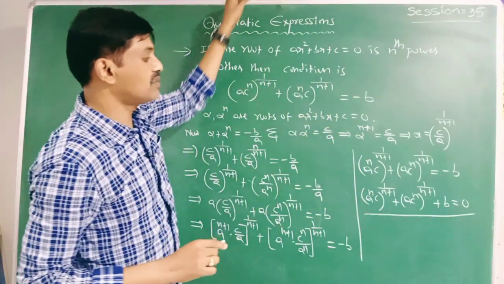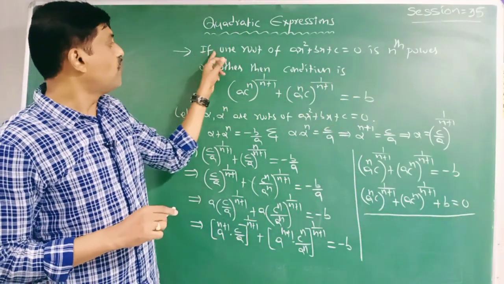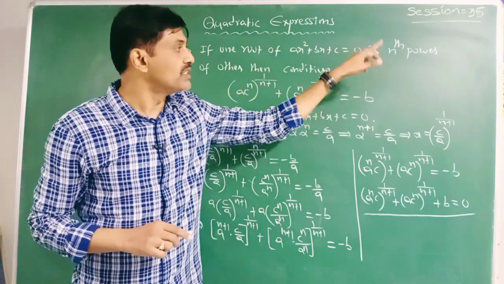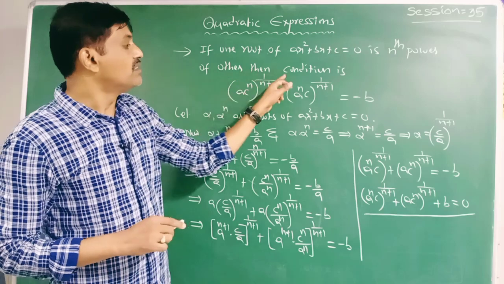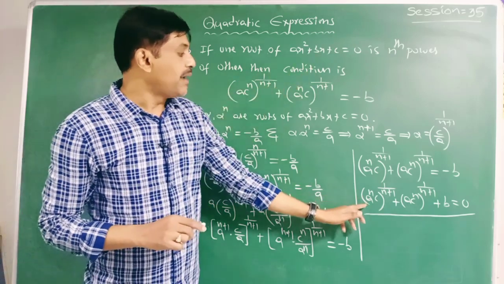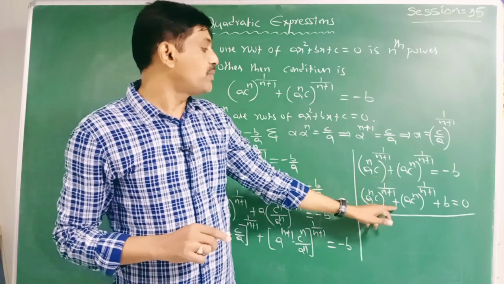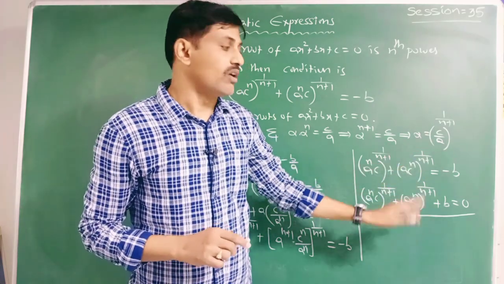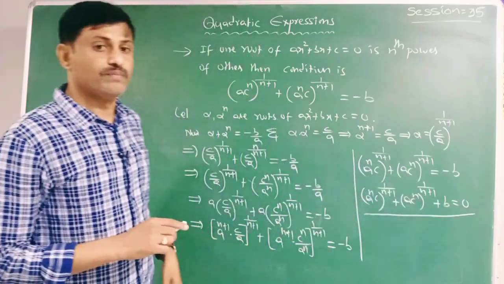This is the most important condition, students. If one root of ax² + bx + c = 0 is the nth power of the other, then the condition is directly, sometimes they will ask directly, (a^n c) whole power 1/(n+1) plus (a c^n) whole power 1/(n+1) plus b is equal to what? Our answer is 0.